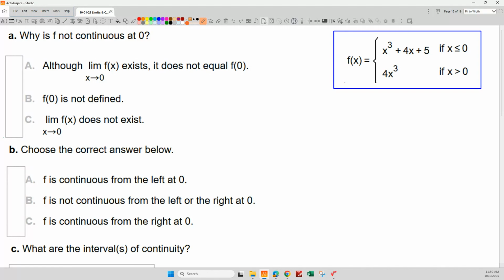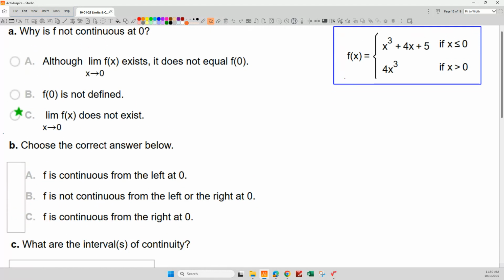Gotta be C, right? The limit doesn't exist, okay? Right, the limit doesn't exist. The one-sided limits don't agree, so the limit doesn't exist. Okay, which of those statements would be true?